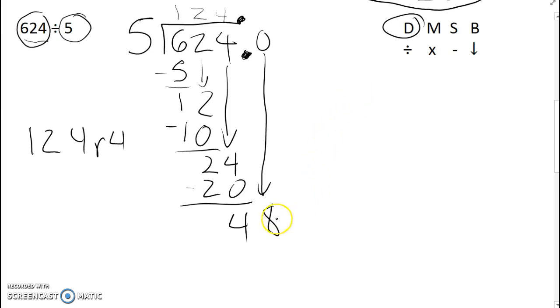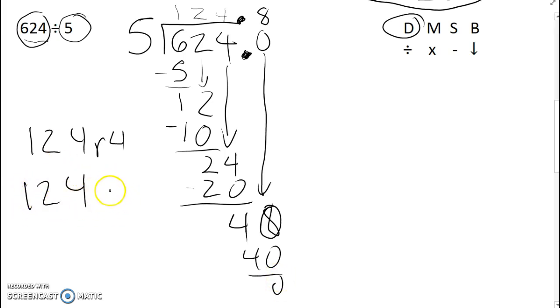Now, how many 5s are in, oh, sorry, why did I put an 8? How many 5s are in 40? Well, the answer is 8, and now I know why I put an 8 there. Okay, so 8 times 5 is 40. I subtract, and I get a 0. And then I can see that this is actually 124.8, or 8/10.